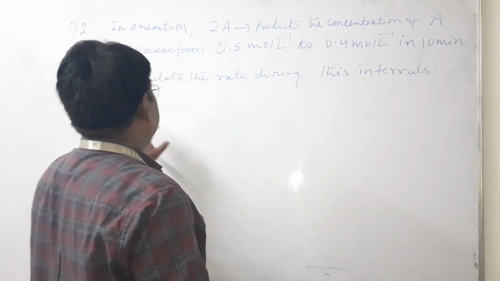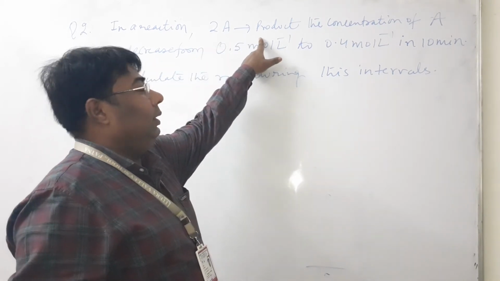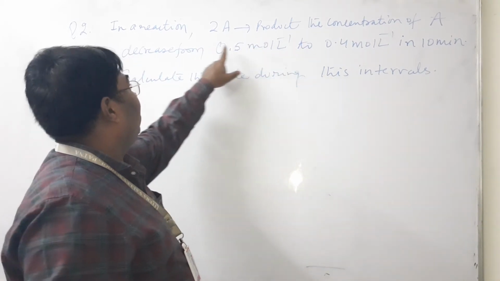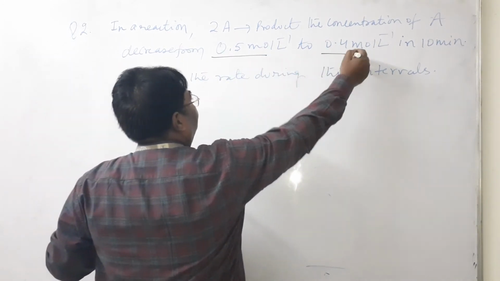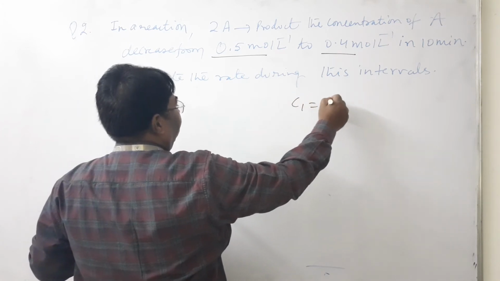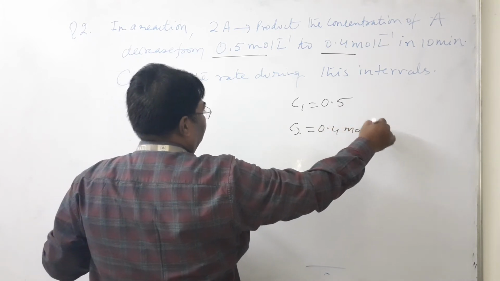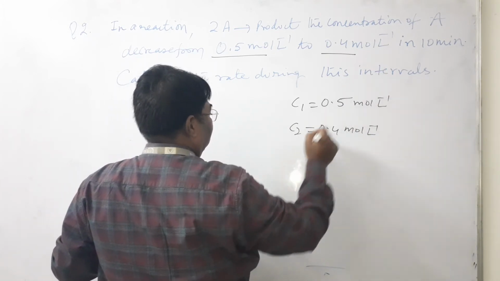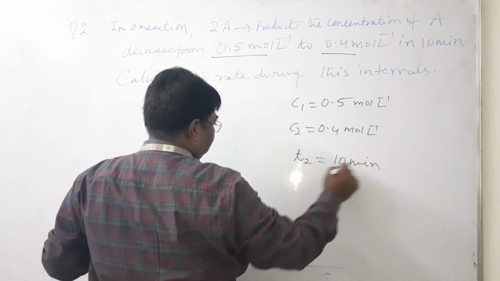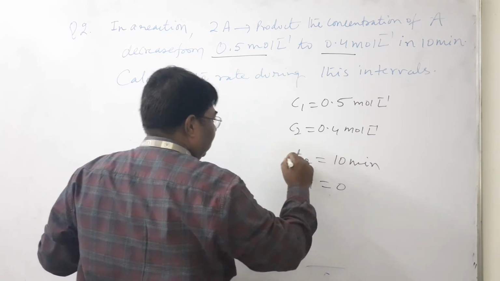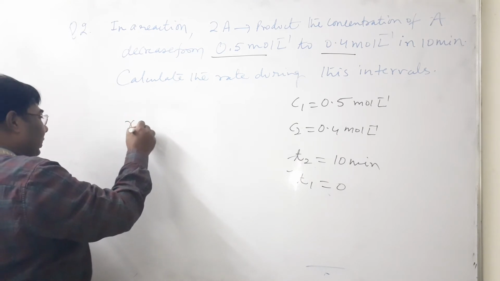Students, now it is the second question. In our reaction 2A to product, the concentration of A decreases from 0.5 mole to 0.4 mole. C1 is 0.5 and C2 is 0.4 mol liter inverse. The time given is T2, 10 minutes, so initially the time will be 0 minutes. So you find out the rate R_av.